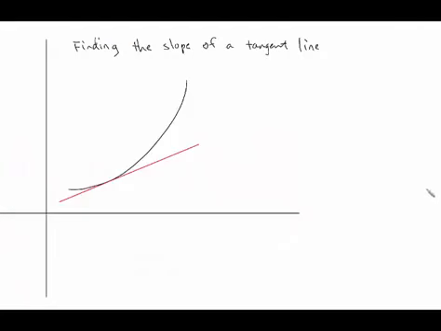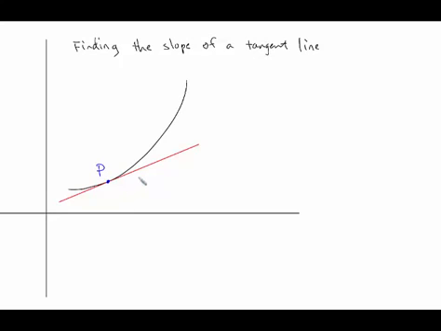Okay, so let's talk about the slope of a tangent line to a curve. We have a curve here, represented by some function, and here's the tangent line to the curve. Let's say it's tangent at point P right here.